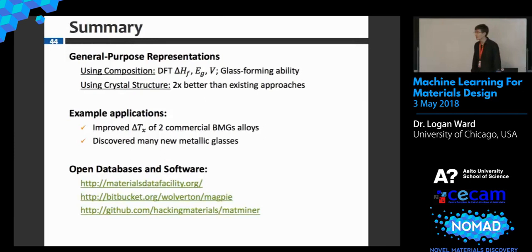In conclusion, I've talked about a few different approaches for building general purpose representations in materials, given two examples of how we can use machine learning to design new metallic glass alloys, and discussed some open infrastructure for accelerating the use of machine learning in materials science.